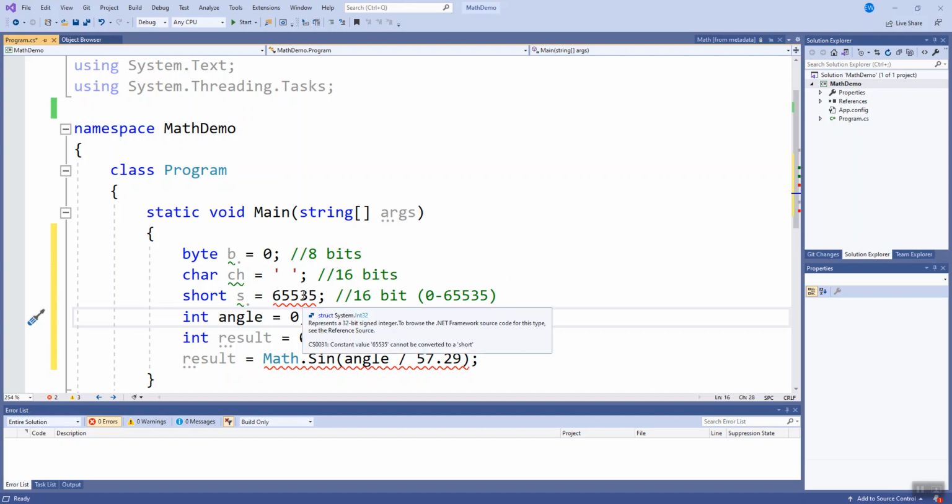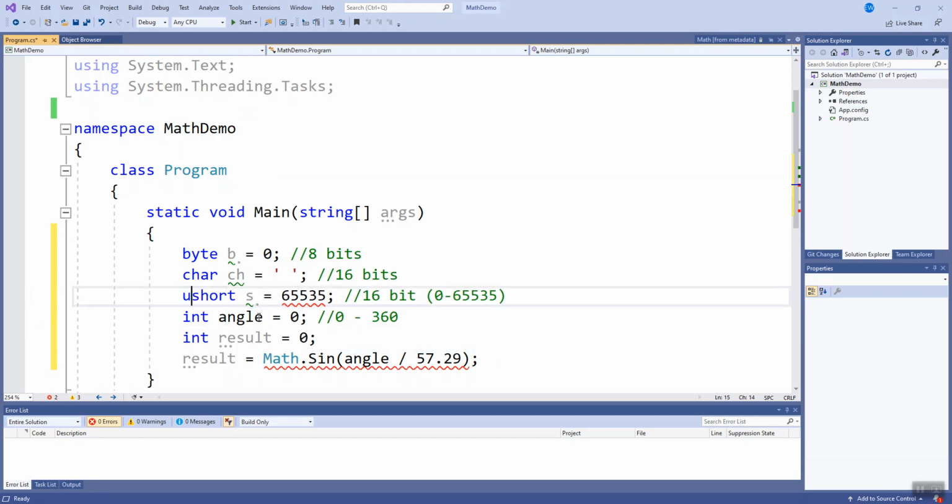Cannot be converted to a short. Oh, interesting. Is it a ushort? There we go. So a ushort is unsigned. Don't even worry about signed and unsigned, but keep in mind you are limited in what you can store in a variable by the size of that variable. So a short is a number that actually goes from about negative 32,000 to positive 32,000.